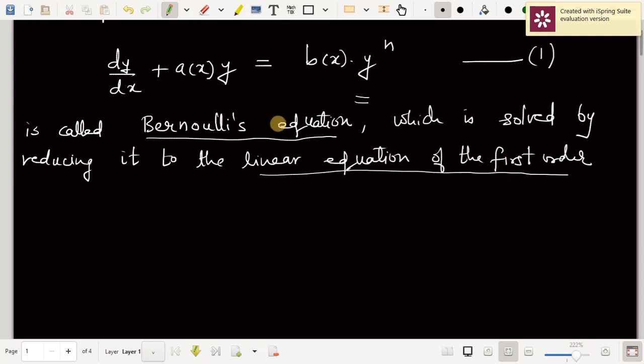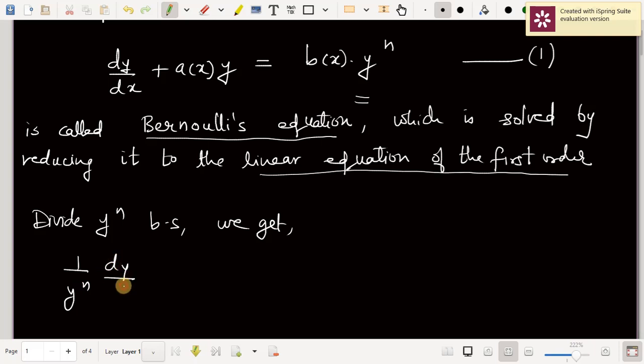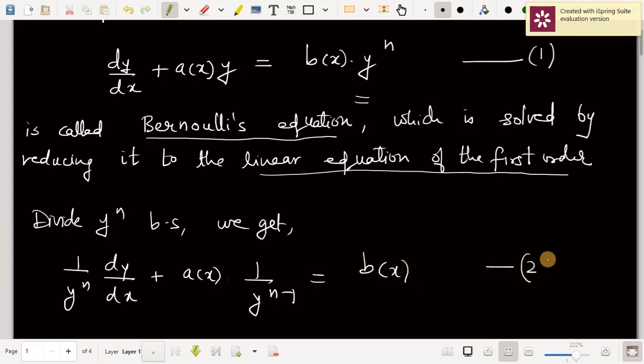First, we divide both sides by y raised to n, the function of y appearing on the right hand side. Dividing both sides by y raised to n, we get 1 by y raised to n into dy by dx plus a of x into y upon y raised to n, that is the same as y raised to n minus 1, is equal to b of x. Let me call this equation 2.